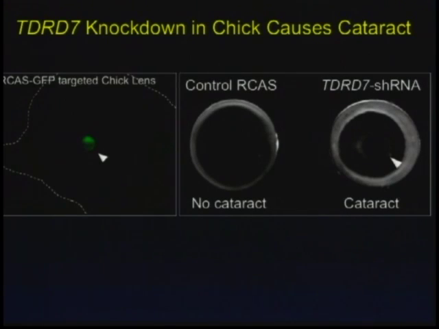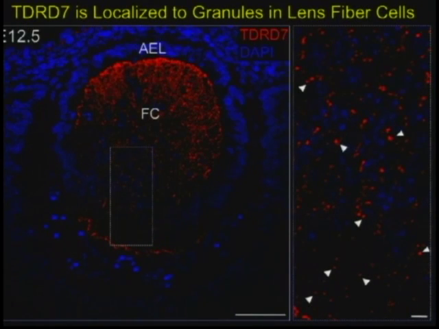Once we could do that, we used this as a vehicle to deliver shRNAs targeted against the chick Tdrd7, and I'm hoping that this is a little clear, but one can see these opacities here, and it's slightly more clear on my monitor out here. But we could essentially recapitulate the Tdrd7 mediated cataract phenotype in chick embryos. So we were confident that we were on the right track. This was the gene to go after and invest in the heavily costly mouse studies.